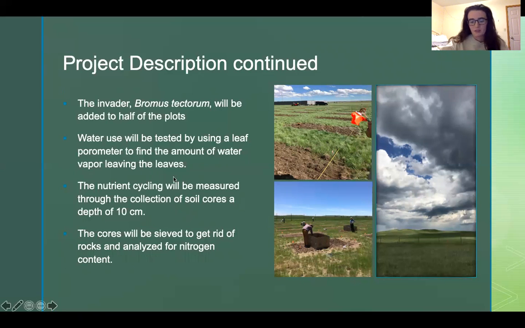Additionally, we're going to be testing for water use using a leaf parameter. We'll be looking at nutrient cycling in the soil from soil cores, and we sieve those cores to get nitrogen content. And these are pictures from this site. It's really, really gorgeous.